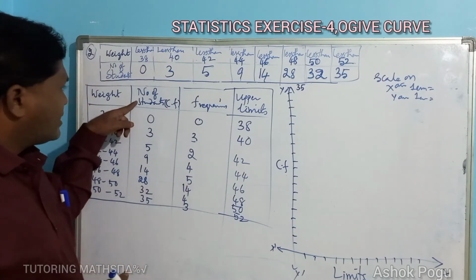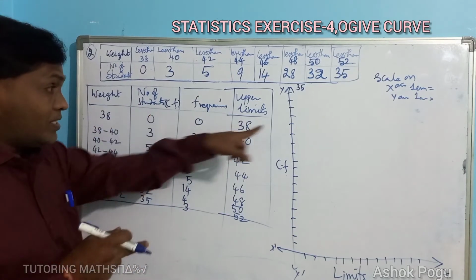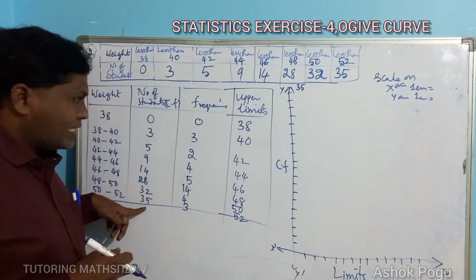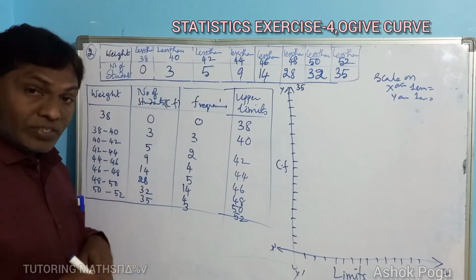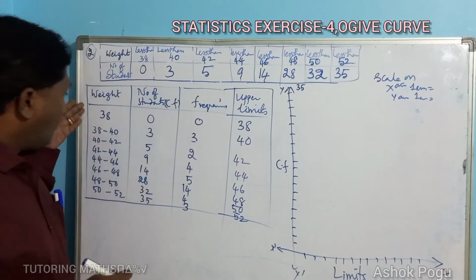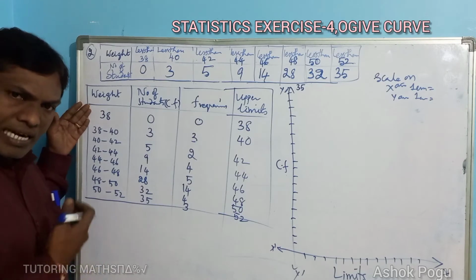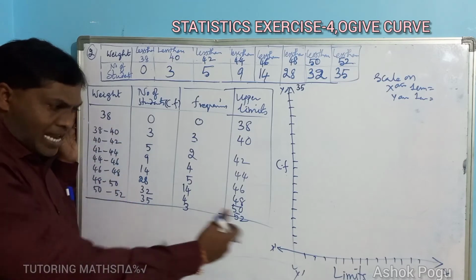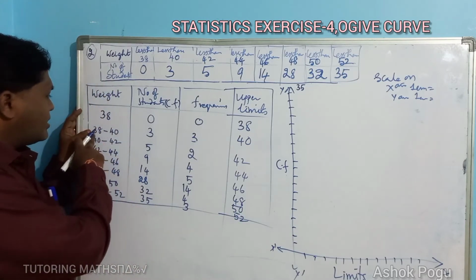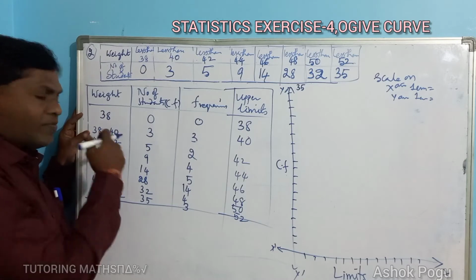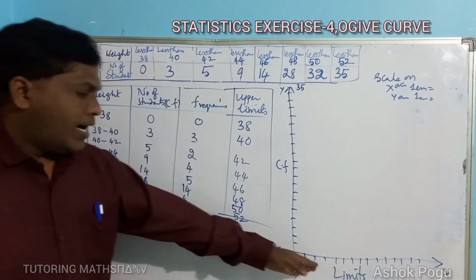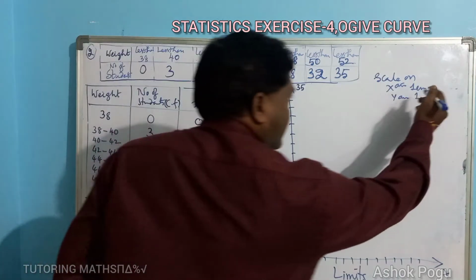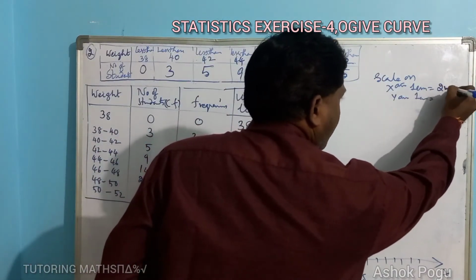Next, number of students, that is cumulative frequency on the y-axis. Smallest 0 and highest is 35. These are class intervals. Class intervals should be taken directly on the x-axis. Here the difference is 2, 2. So therefore, let us take 1 centimeter is equal to 2 units.